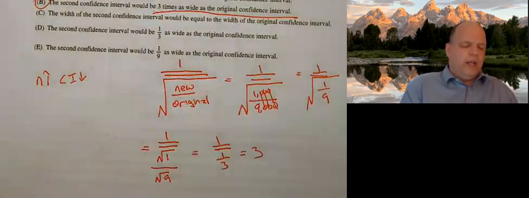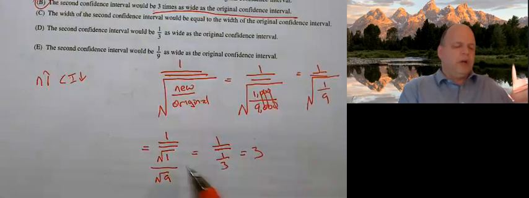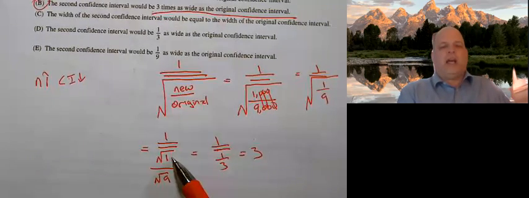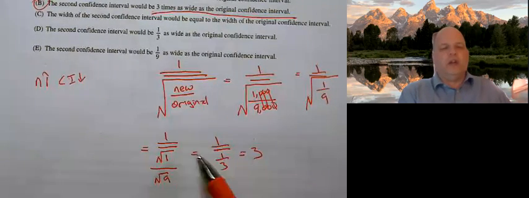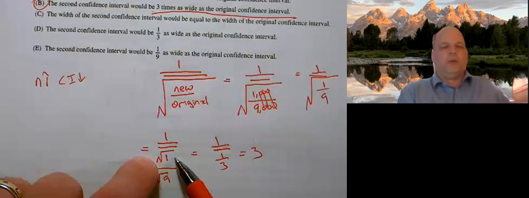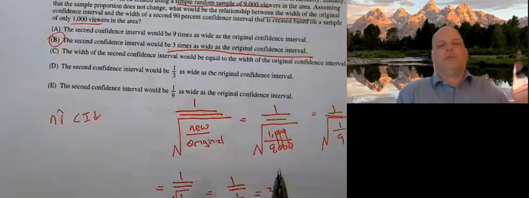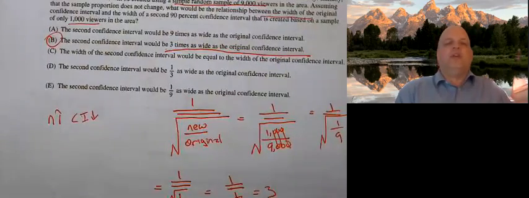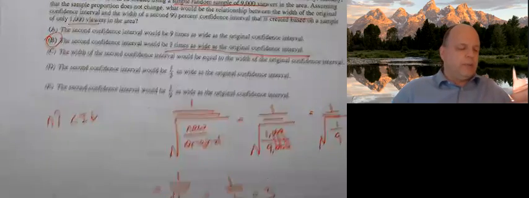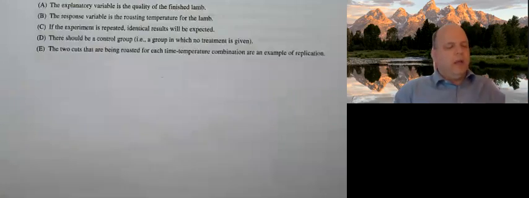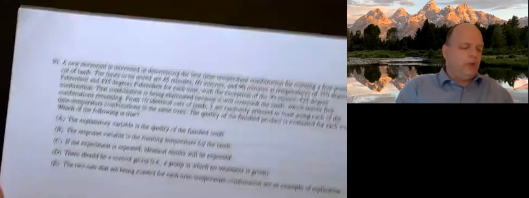3 times as wide. Because I had a smaller sample size, it's going to be wider. Smaller sample size, this one will be wider than this one. When you have a smaller sample size, the interval gets wider. Okay, that formula works pretty well. It's not a formula on the chart, it's one you'd have to memorize.